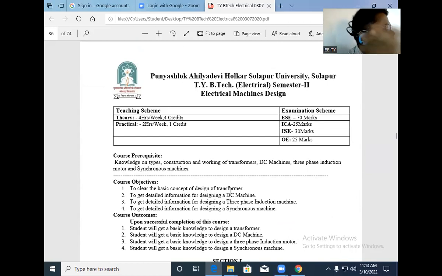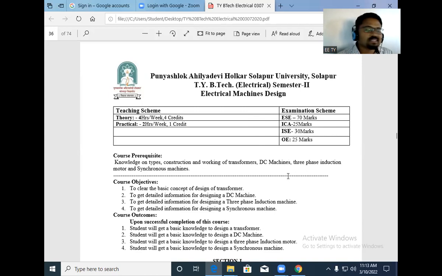Give the heading there in the notebook, electrical machine design. Right there, ESE, end semester exam, for how many marks? 70 marks. Okay, before that, below that, write down ICA, term work. That is of what? How many marks? 25 marks term work is there.